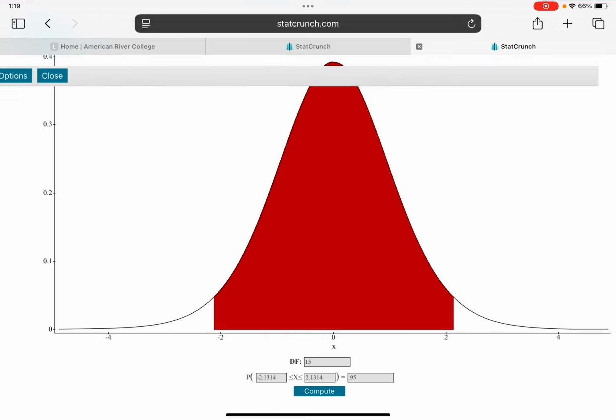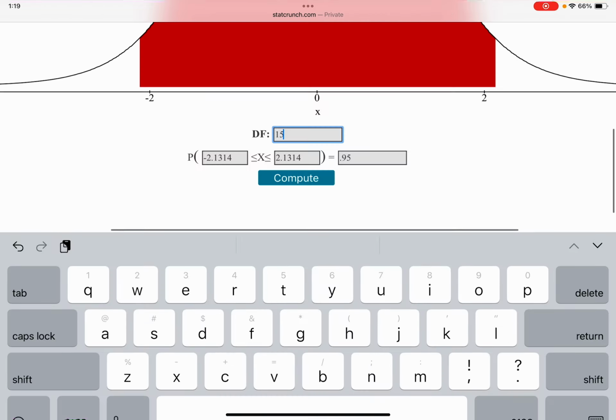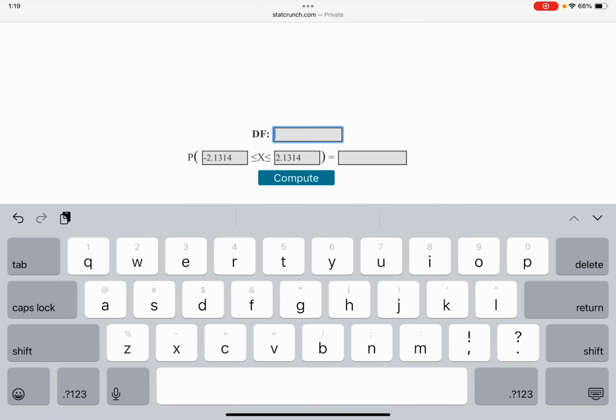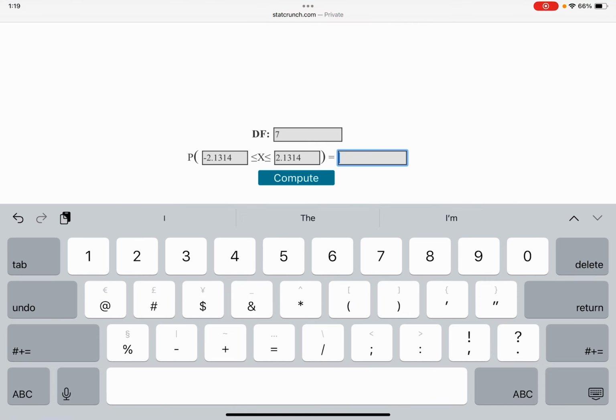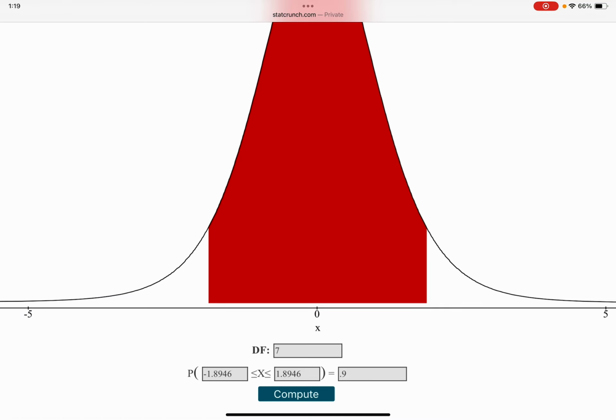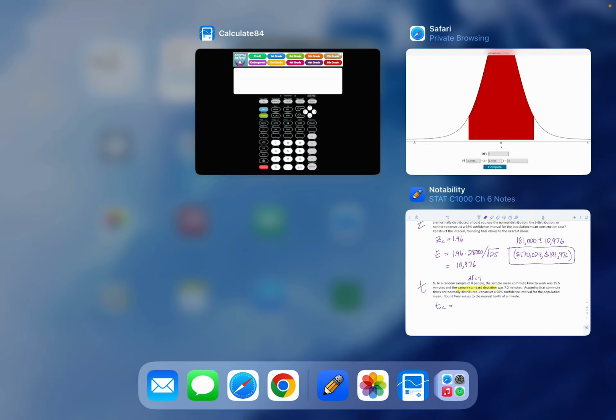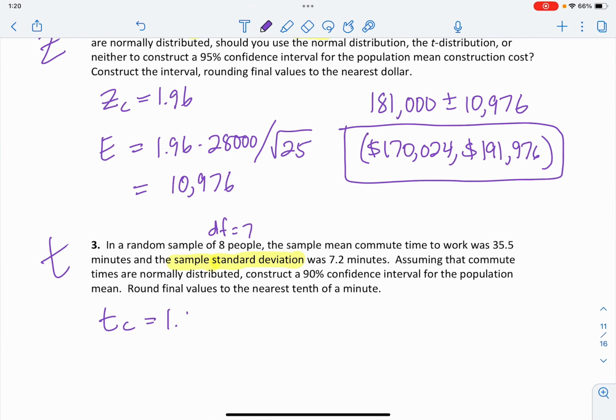And we're putting in DF 7. Level of confidence 0.9. Compute. And I get 1.895. Okay. We got it. Okay, so I'll go back here. 1.895.